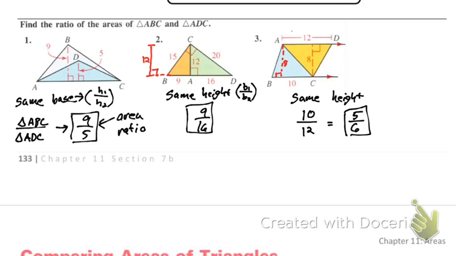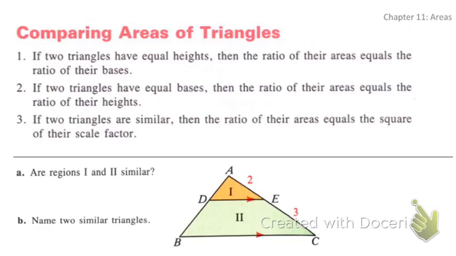So we only do this when we don't have similar triangles? Yes, that's a good way to think of it, because your first question is going to be, are they similar? If not, look for same base and same height. Because we do have 3 ways to prove or to come up with our area ratio. The first two are what we covered today.